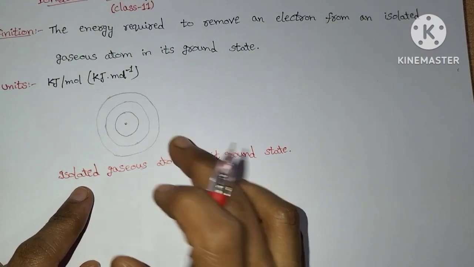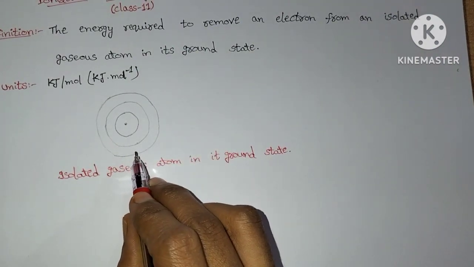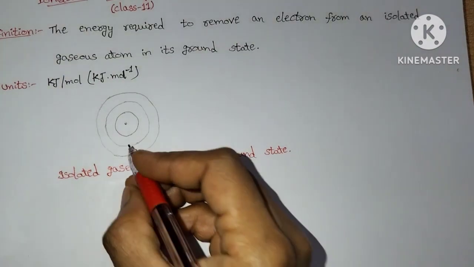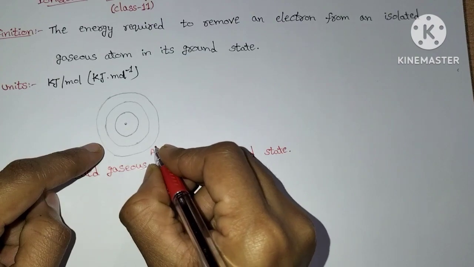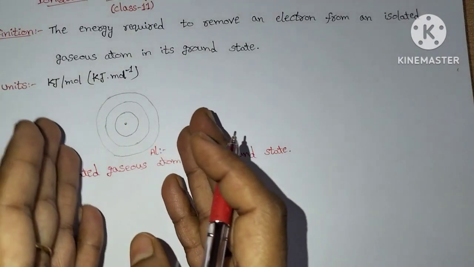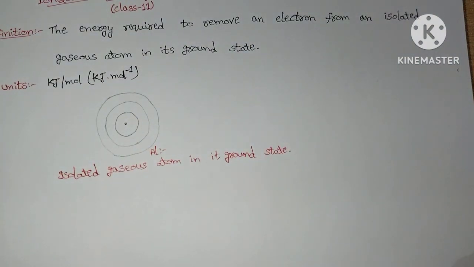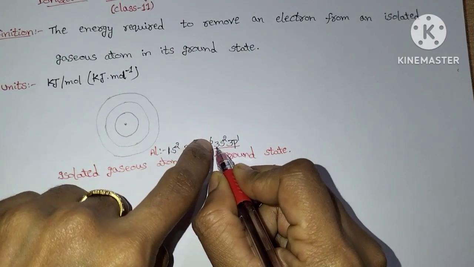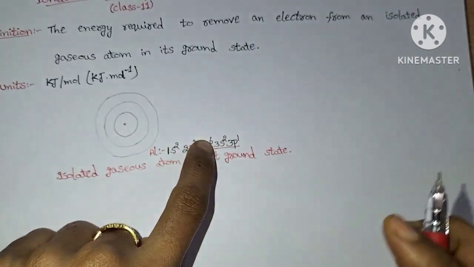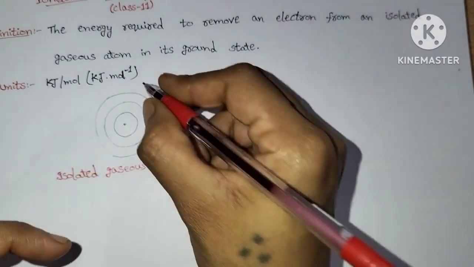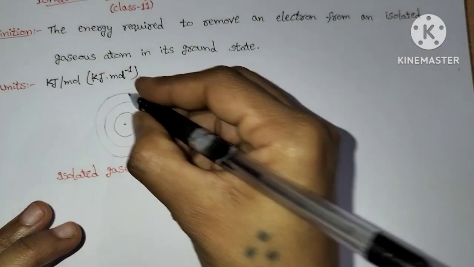See here, this is one isolated gaseous atom and it is in its ground state electronic configuration. Now here this atom I am considering as aluminium. So in aluminium, what is the electronic configuration? 1s2, 2s2, 2p6, 3s2, 3p1, right? This is the valence shell, 3s2, 3p1. This is the third shell. Third shell is the last shell here, so the third shell is the valence shell. Now in the third shell, how many electrons are there? 3 electrons are there, right?